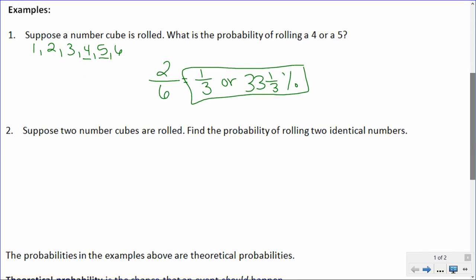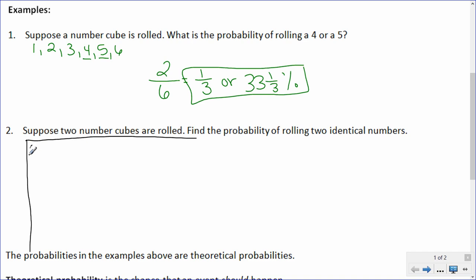All right, example 2 says, suppose two number cubes are rolled. Find the probability of rolling two identical numbers. Okay, well here we have two number cubes being rolled. So in order for the numbers to be identical, we need the number on one number cube to match the number on the other one. So in this case, the sample space is not as simple as just listing out 6 numbers. It's actually listing out pairs of 6 numbers paired with 6 other numbers. So we're actually going to make a small table to show the sample space here. Well, it's actually not that small of a table, but a table nonetheless.